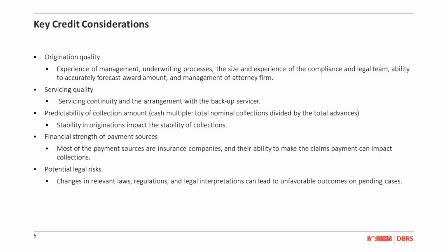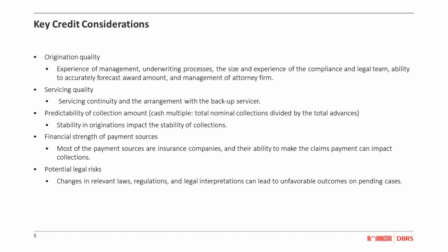predictability of collection amount, many times also referred to as cash multiple, which is multiple of invested capital. So DBRS Morningstar pays attention to originator experience, controls, and underwriting policy, as stability in originations impacts the stability of cash collections across different origination vintages. And the issuers that we have issued ratings for have more than 10 years of historical collections data by different underlying legal cases. And the data really allows us to predict an expected cash multiple by case type.